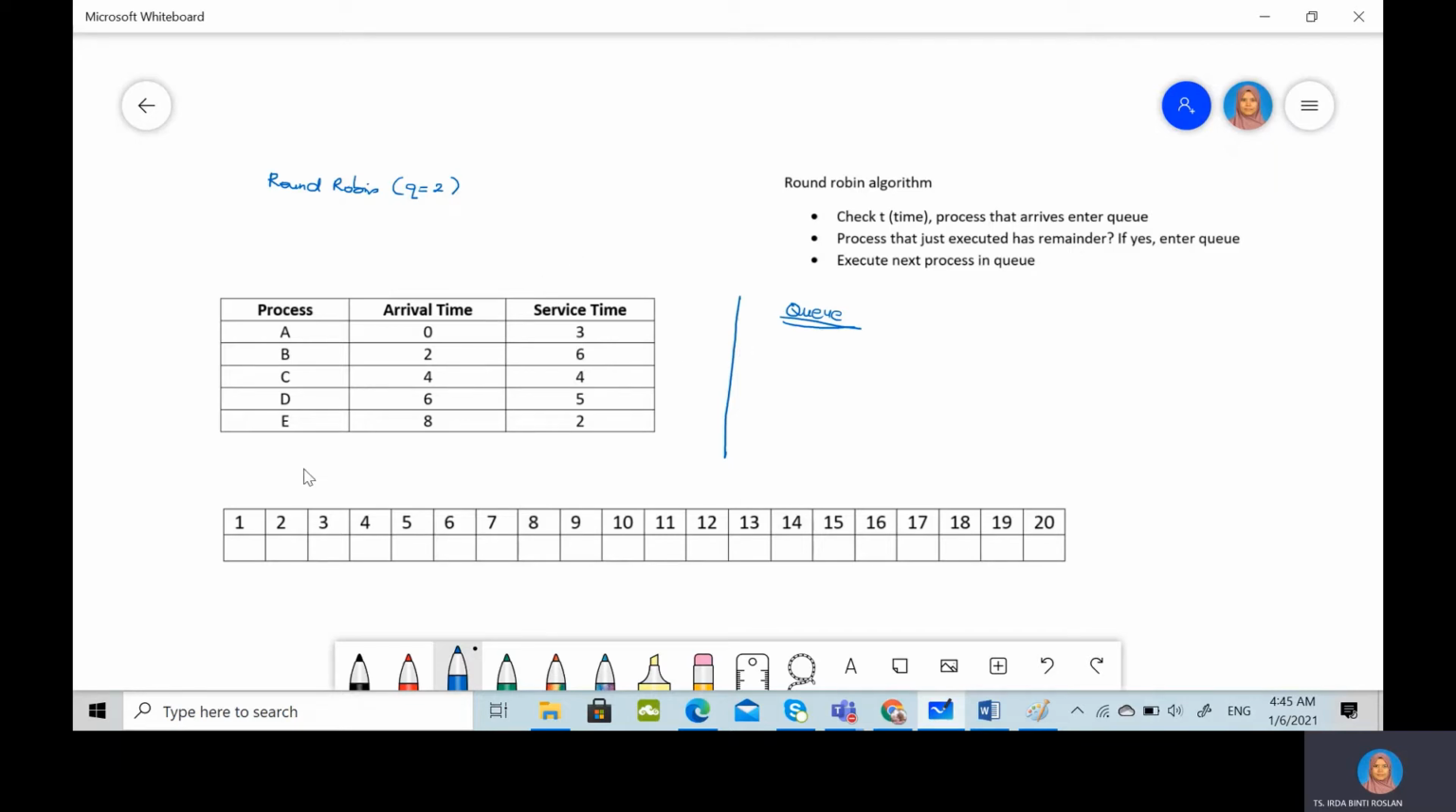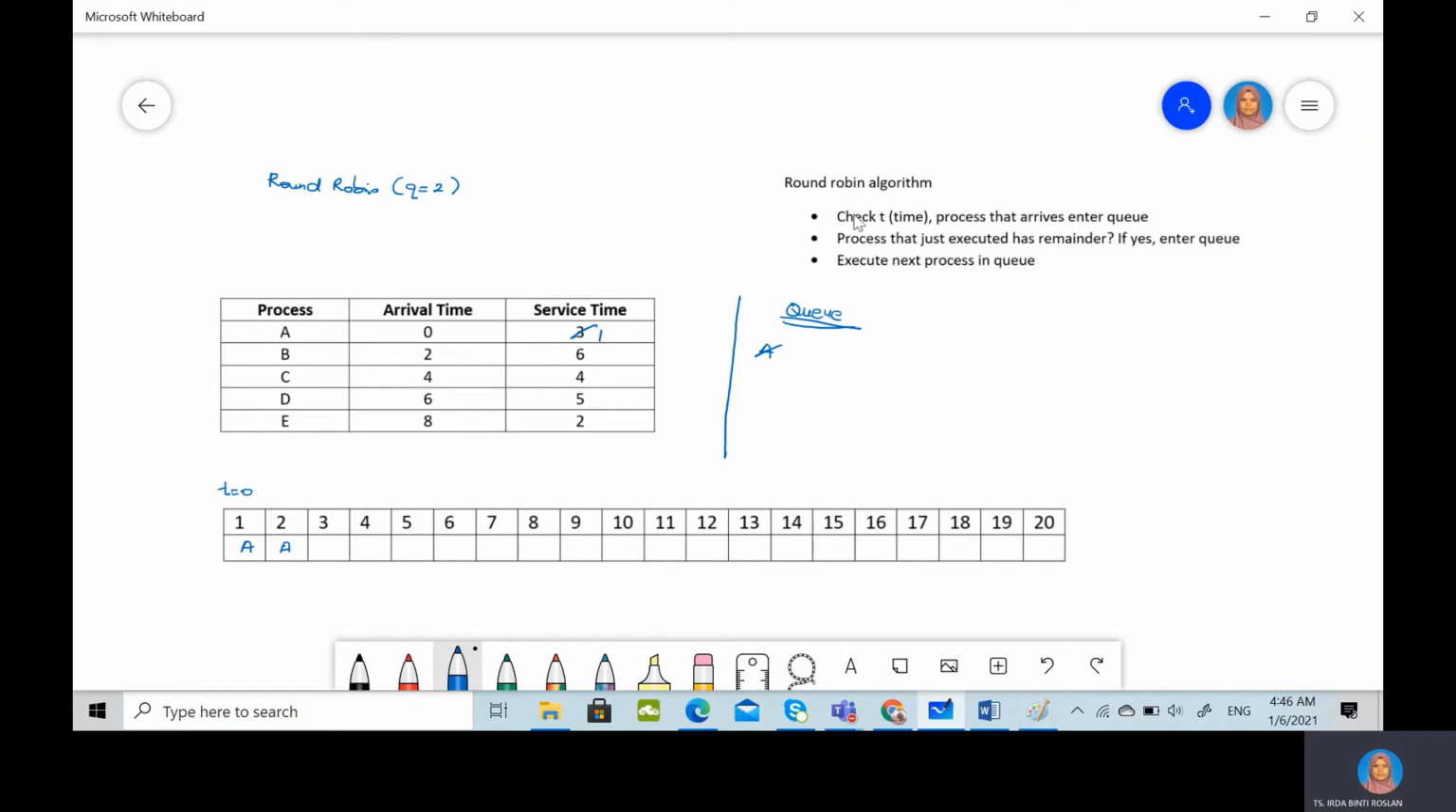First, at t equals 0, process A arrives, so A enters the queue. There is no process before, so we simply execute A. Remember to execute 2 service time because the quantum is 2. So the remainder is 1.